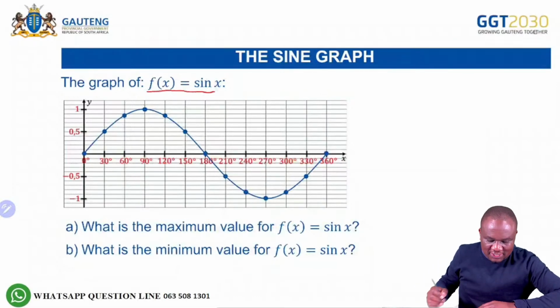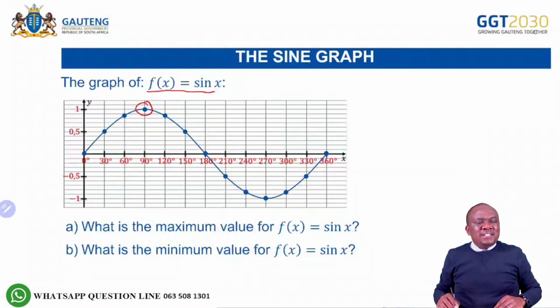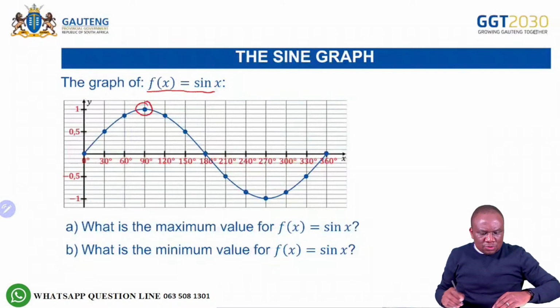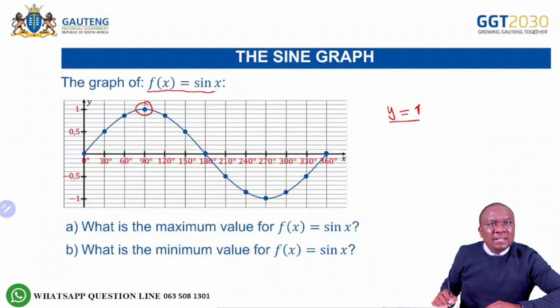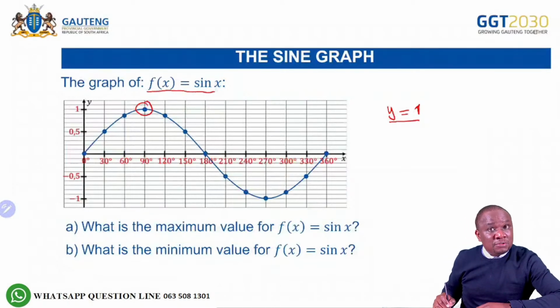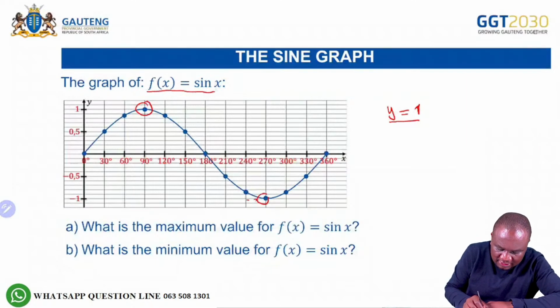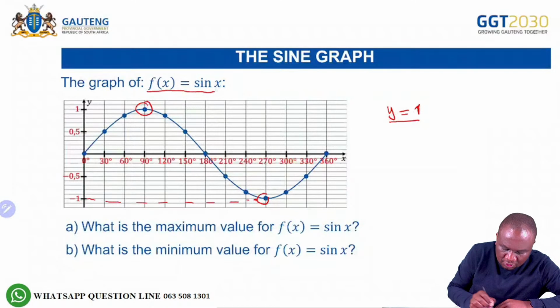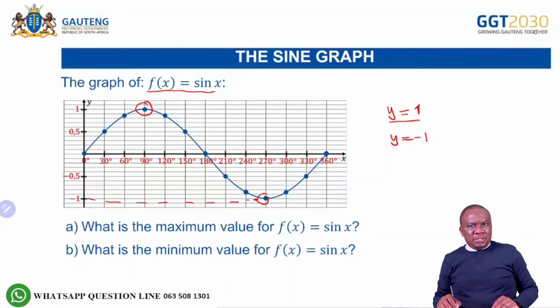Welcome back. What is the maximum value? That is the maximum value there. So when y is equal to 1, that is the maximum value for the graph of f of x is equal to sine x. Then the minimum value, that is the minimum value there, when y is equal to -1.